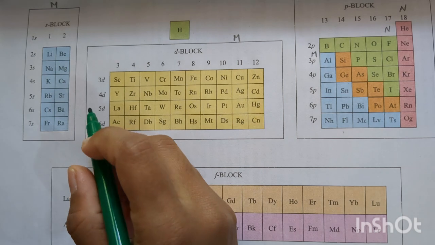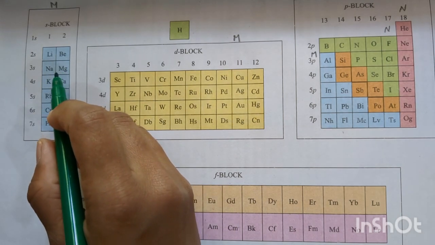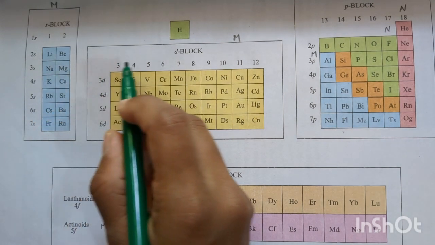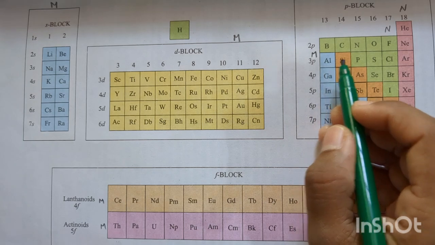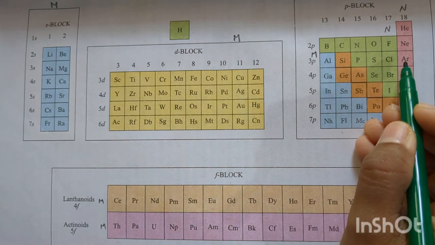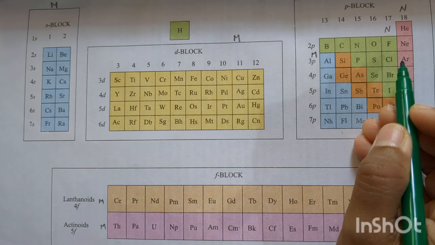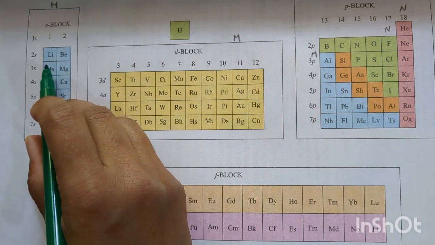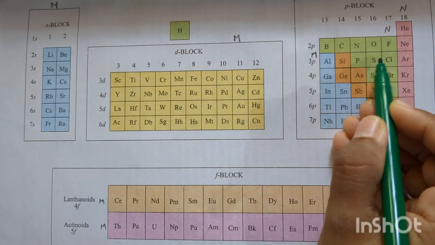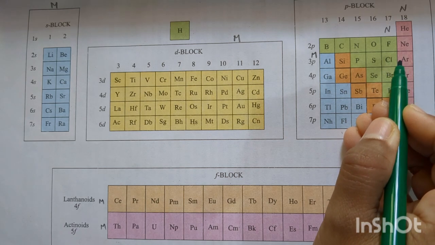Now, let us consider the third period elements. It starts from sodium. Then here we have aluminium, silicon, phosphorus, sulfur, etc. Then it ends with argon. And how many elements are there in the third period? 1, 2, 3, 4, 5, 6, 7, 8. There are 8 elements in the third period.